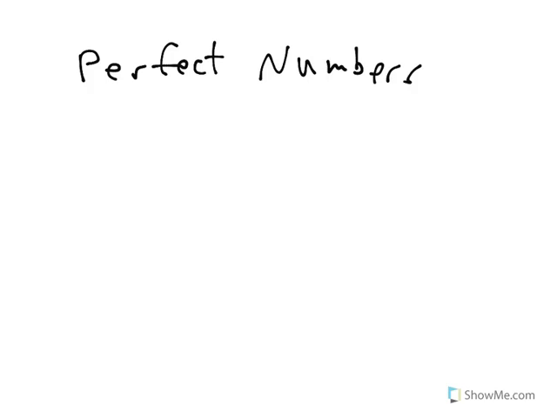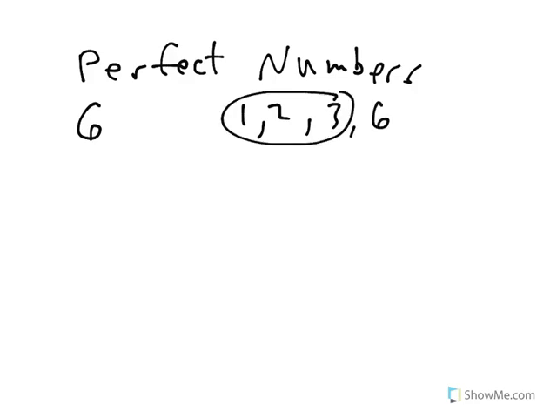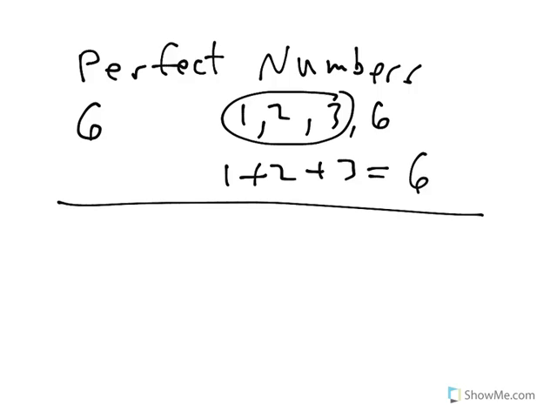A perfect number: most numbers are not perfect. A perfect number, like the number 6, is perfect because if you list out the factors of 6, and add together what are called the proper divisors of 6, not including 6 itself, 1 plus 2 plus 3 is equal to 6, and that's very unusual.